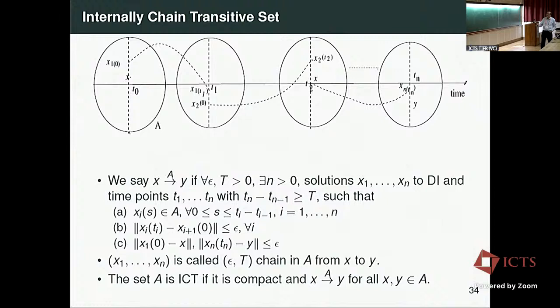And you start another trajectory in an epsilon neighborhood of this, and keep repeating. Then after n steps, wherever you are, if you are able to show that this is in an epsilon neighborhood of y, where x and y were given to begin with, then we say y is reachable from x, via this system of solutions for the DI. Then x1, x2 up to xn is called an epsilon-t chain in A from x to y. And this set A is internally chain transitive if it is compact, and moreover, for any x and y, you are able to show that y is reachable from x.